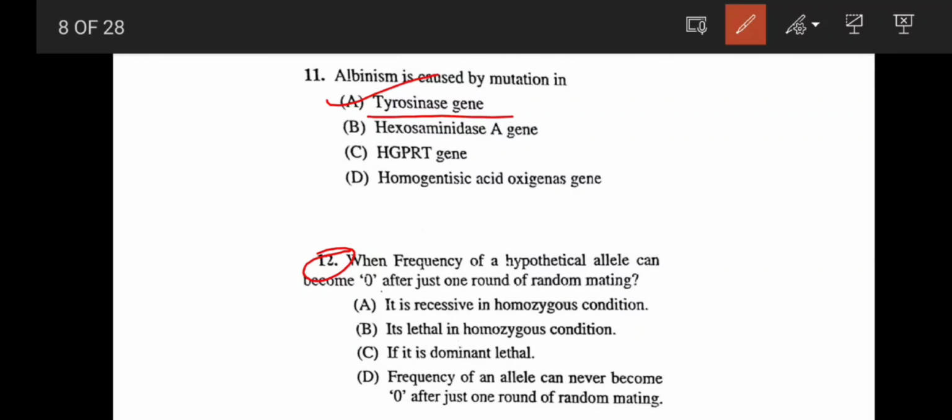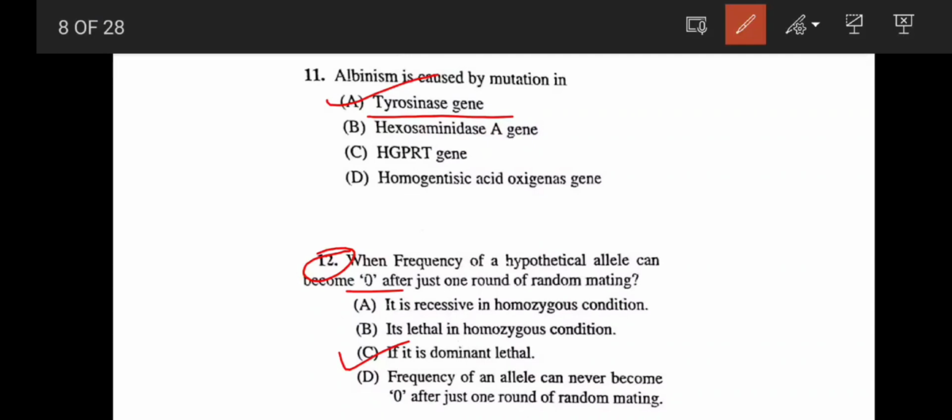When can the frequency of a hypothetical allele become zero after just one round of random mating? The options are: it is recessive in homozygous condition, it is lethal in homozygous condition, it is dominant lethal, or the frequency of an allele can never become zero after just one round of random mating. The correct answer would be option C.